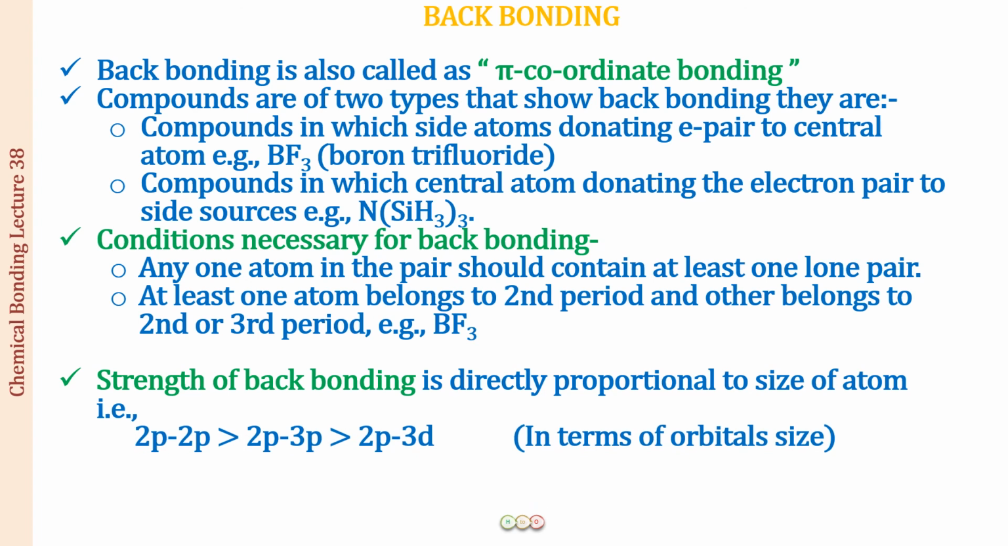So we have 2p 2p pi back bonding to be the strongest, then 2p 3p, and then 2p 3d. And this is again in terms of the orbital size. I hope you can remember. So if you have to, for example, compare the back bonding strength in the case of BF3, BCl3 and PF3, BF3 is going to have the strongest back bond, whereas in the case of the PF3 molecule, it is going to be the weakest. Right? So I hope these things are clear to you, and I am going to come back with the next lecture on detailed examples of back bonding.